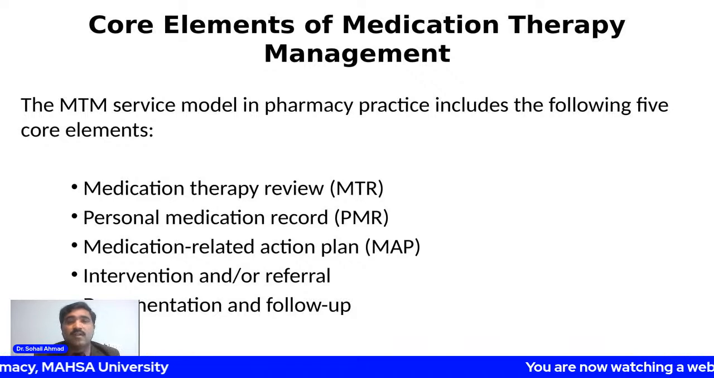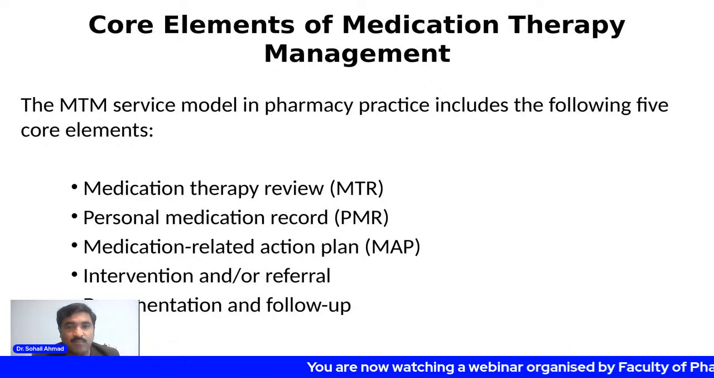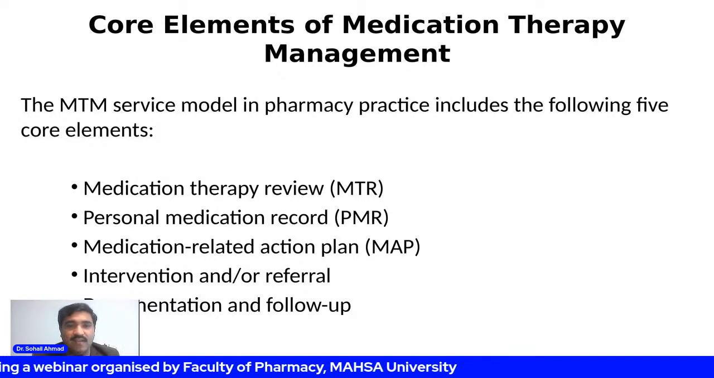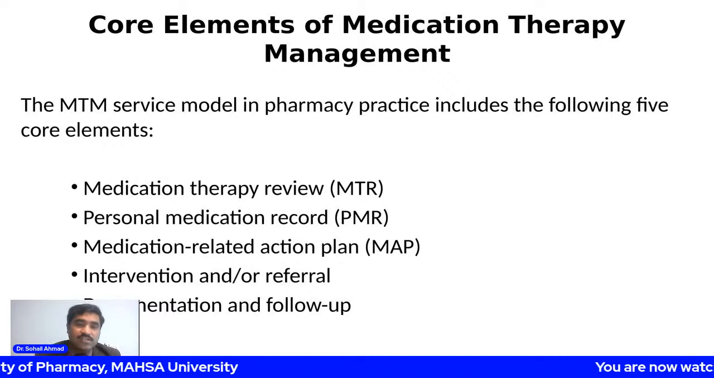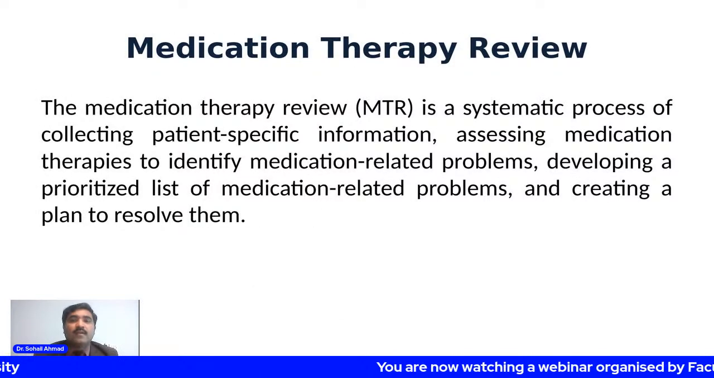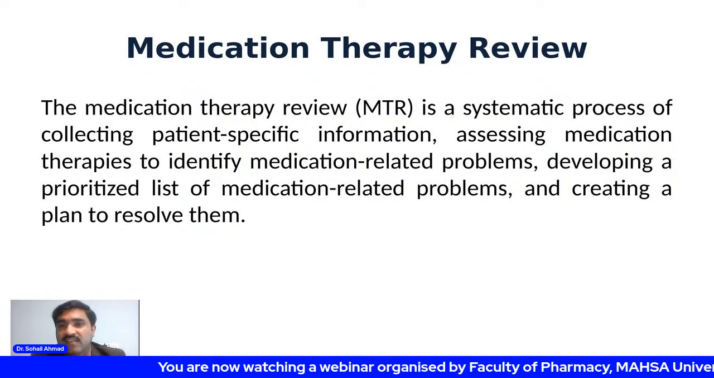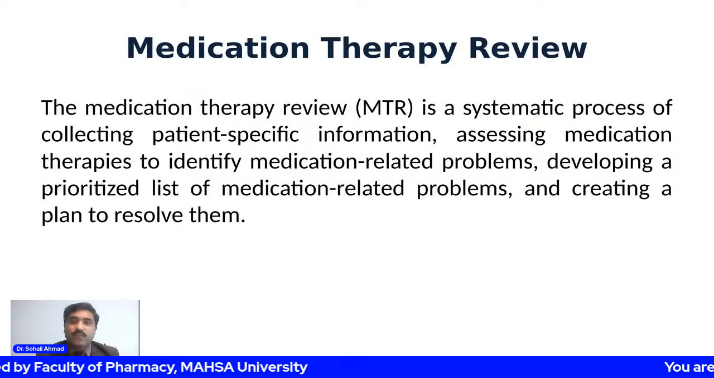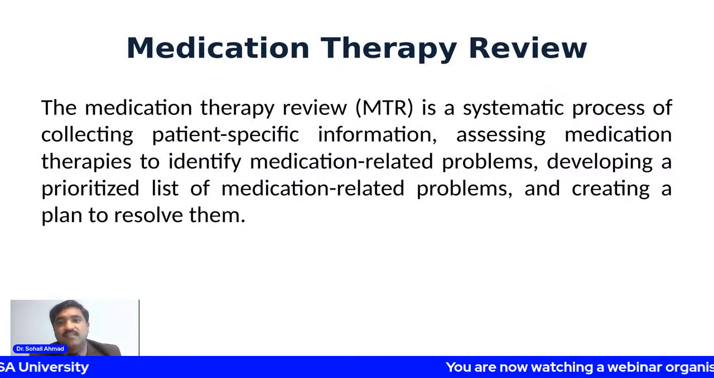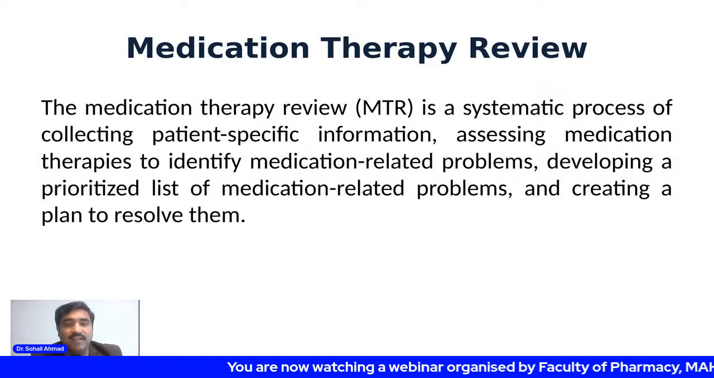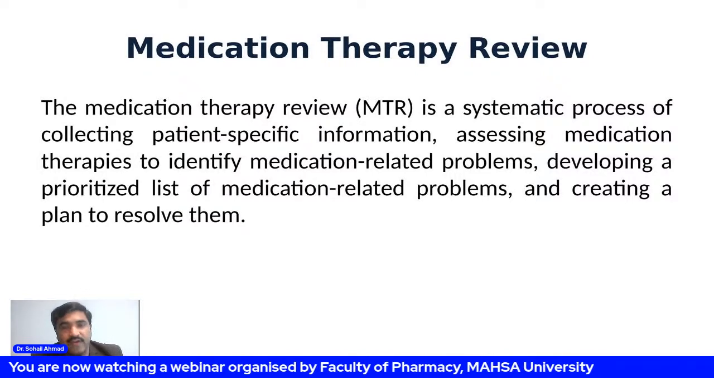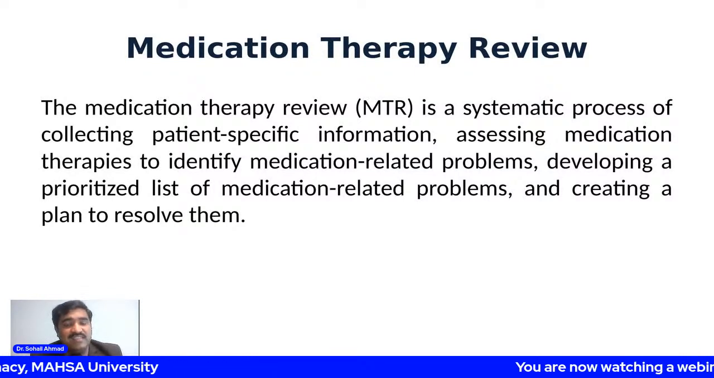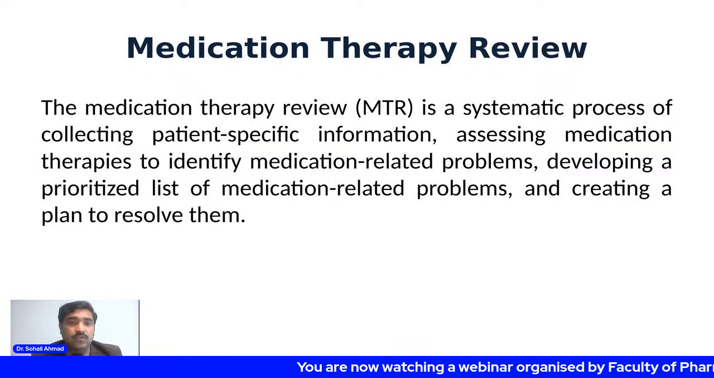All right, so the MTM service model in pharmacy practice includes five core elements: MTR (medication therapy review), personal medication record, medication-related action plan, intervention or referral, and documentation and follow-up. For each domain, there is a certain set of actions pharmacists need to take. What is MTR? It is a systematic process of collecting patient-specific information, including patient demographic data, patient medical data, and the medication therapy the patient is taking, trying to identify medication-related problems, as I said, using PCNE classification of drug-related problems, developing a prioritized list of medication-related problems, and creating a plan to resolve them accordingly.